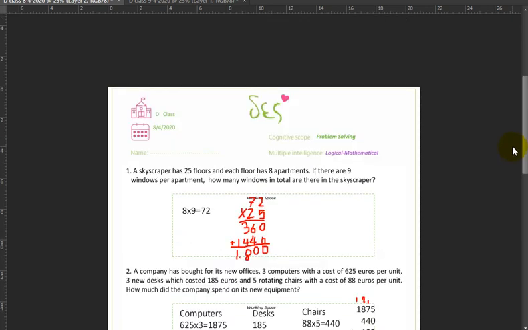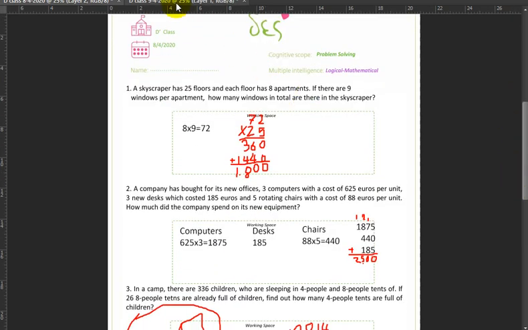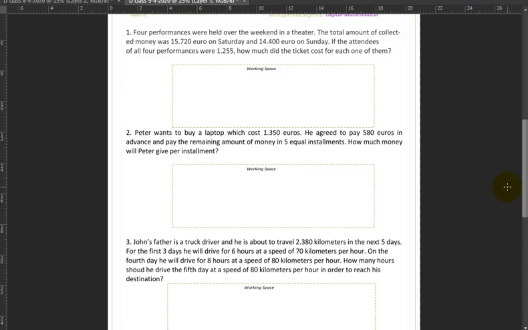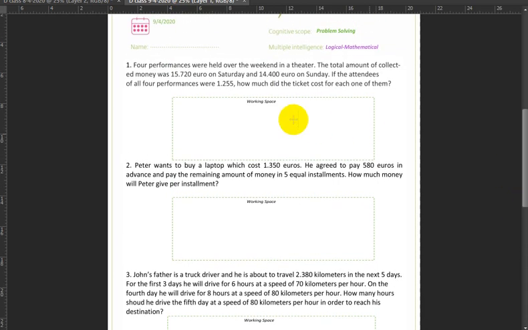That was a big one. Okay, let's move on to the next worksheet, which has more problems. Let's get started. 4 performances were held over the weekend in a theater. The total amount of collected money was 15,720 euros on Saturday and 14,400 euros on Sunday. If the attendees of all 4 performances were 1,255, how much did the ticket cost for each one of them?